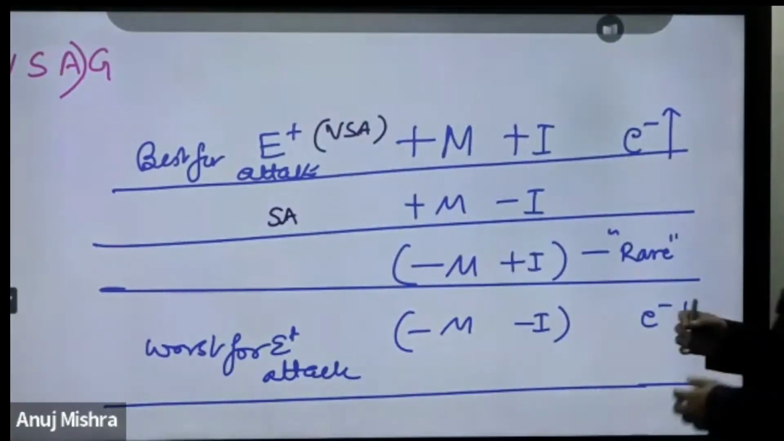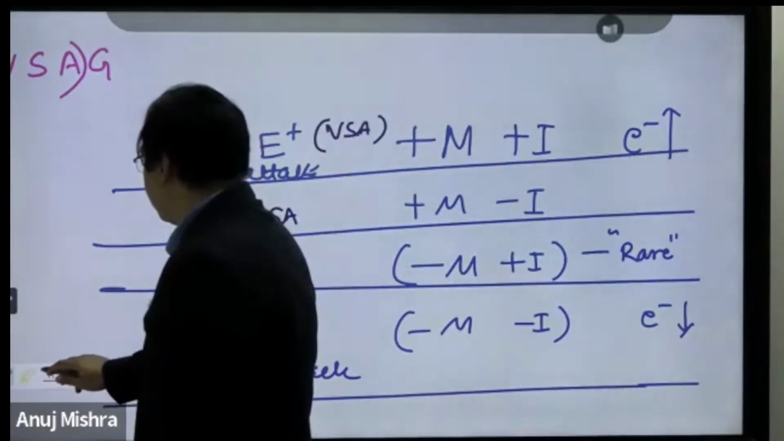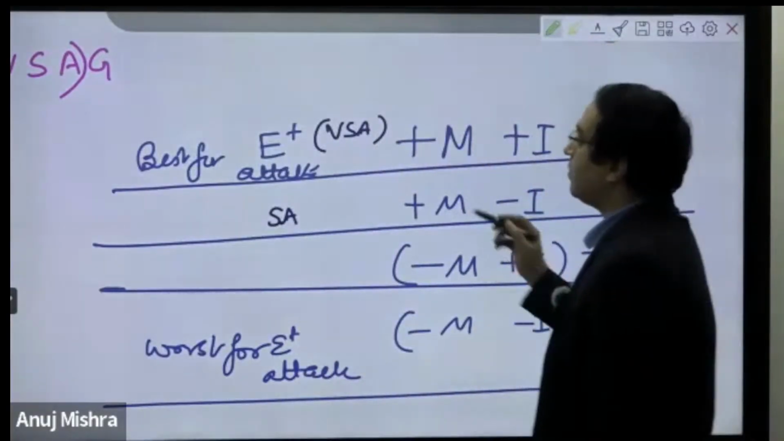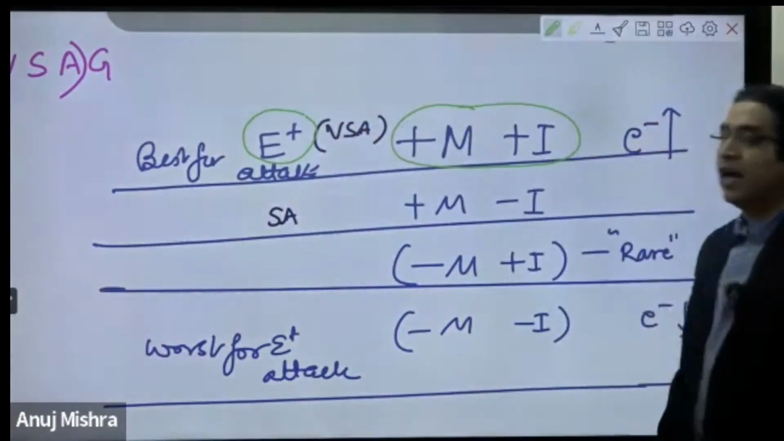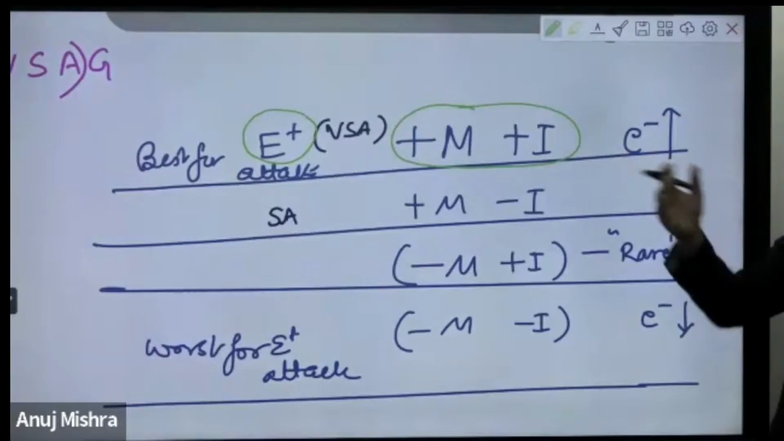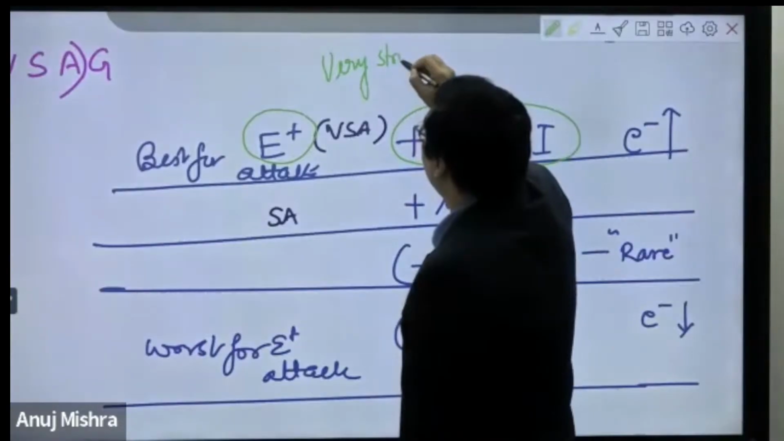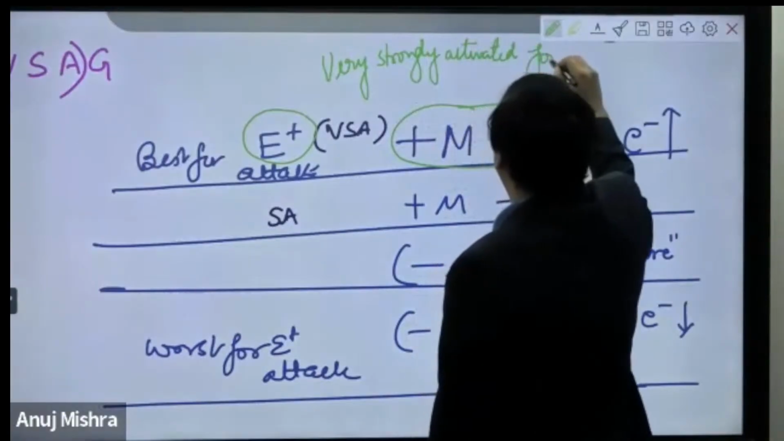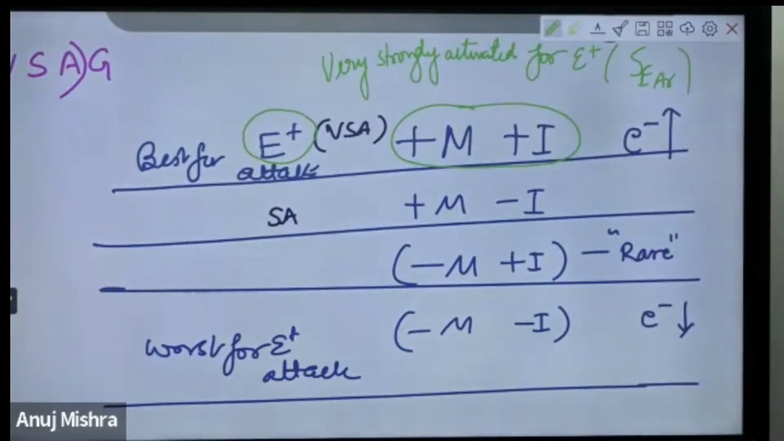Just draw this table. What is the meaning of very strong activator? The meaning is simple: if you have E plus with a plus M plus I situation, then the ring is highly activated. The ring has lots of electrons and they can easily go and attack E plus. So we call it very strongly activated for E plus, within bracket SEAR. SEAR I have done in the earlier classes. Can you recall?